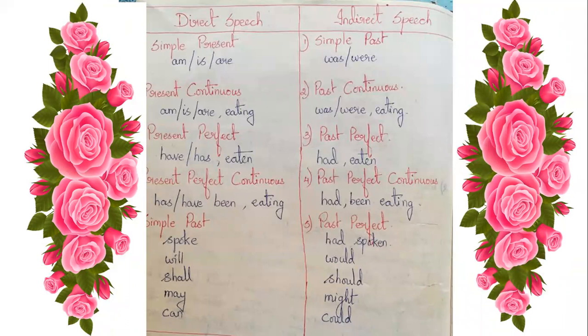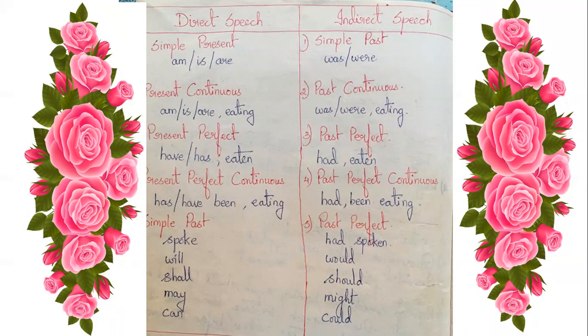So the changes from direct to indirect speech: the simple present will become simple past. How do you recognize the simple present? The sentence which has am, is or are will change to simple past in the direct, which has was and were. Present continuous, the verb with ing, will change to past continuous. Am eating, is eating, are eating will change to was or were eating.